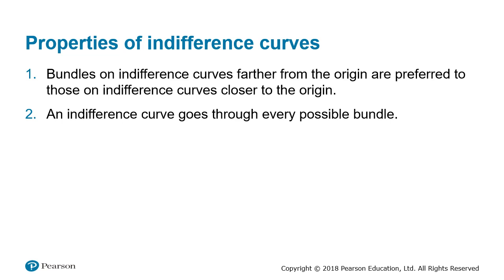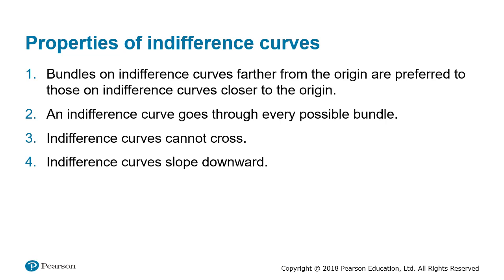Secondly, an indifference curve can be drawn through every possible bundle. And that arises from our assumption of completeness. Remember, we assume that consumers can tell us exactly how they feel about any two sets of bundles. They can say, I prefer A, or I prefer B, or I regard them as being indifferent. Thirdly, indifference curves cannot cross. You'll never see crossing or intersecting indifference curves. And fourthly, indifference curves slope downwards.